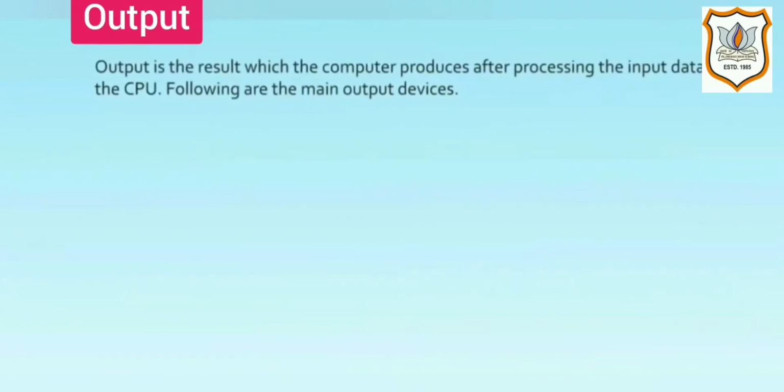Output. Output is the result which the computer produces after processing the input data in the CPU. Following are the main output devices: monitor, printer, speaker, headphone.